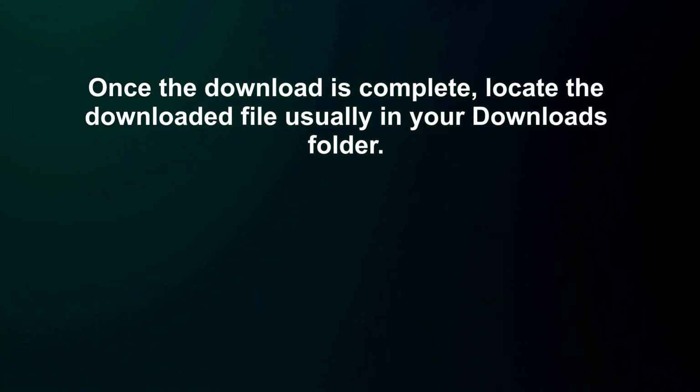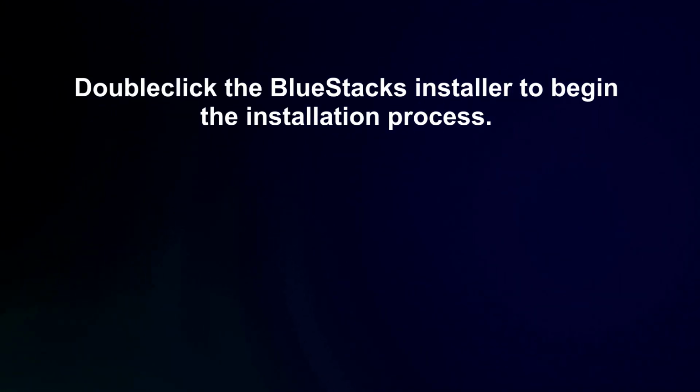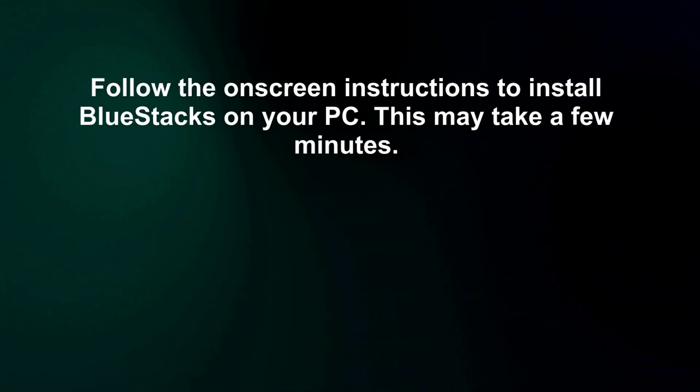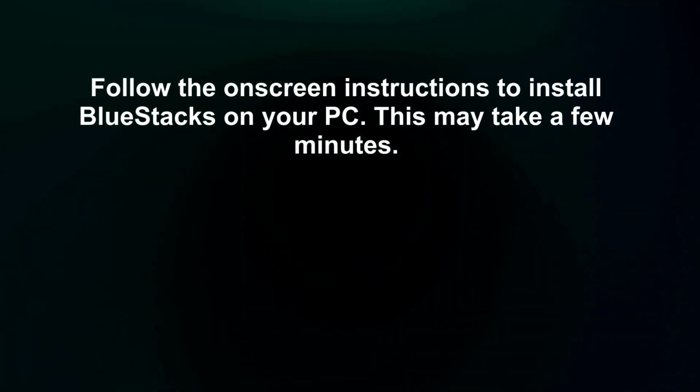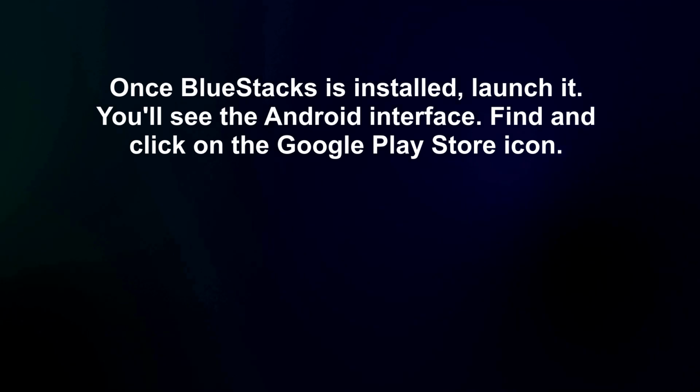Once the download is complete, locate the downloaded file, usually in your downloads folder. Double-click the BlueStacks installer to begin the installation process. Follow the on-screen instructions to install BlueStacks on your PC. This may take a few minutes. Once BlueStacks is installed, launch it.